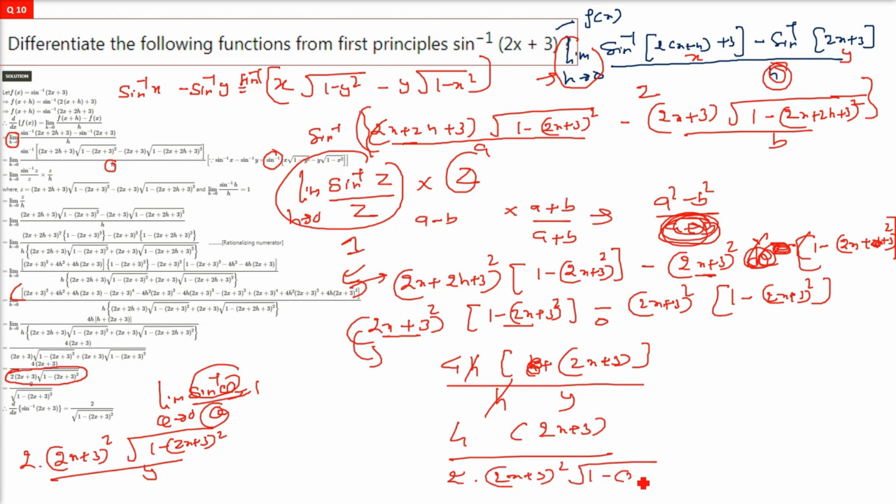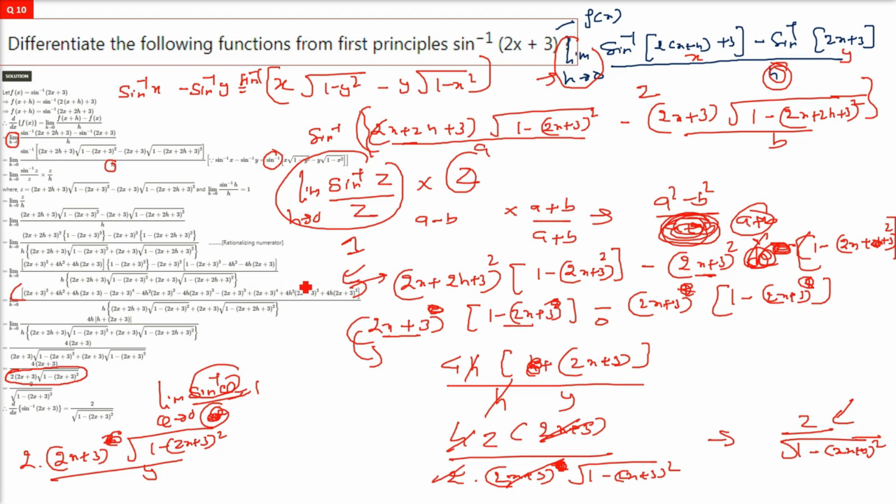So what I wrote is incorrect. So a plus b, let me write it. A plus b is what? It is not square. A plus b is simply first term and second term, you add it and put h as 0. Just put h as 0, because when you add them, it is not going to give you 0. So 2x plus 3 will get cancelled. There will be 2 in the numerator, and in the denominator you have 1 minus 2x plus 3 whole square. You can leave it here only.